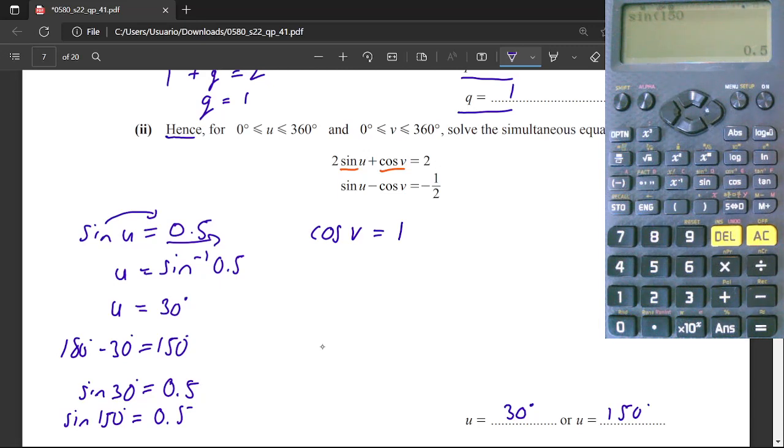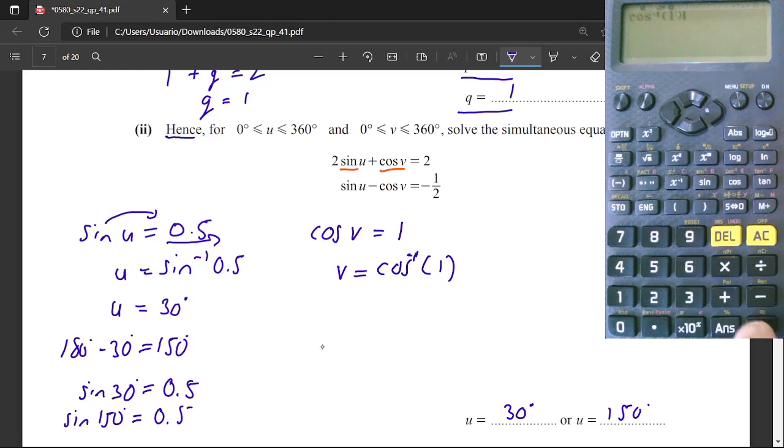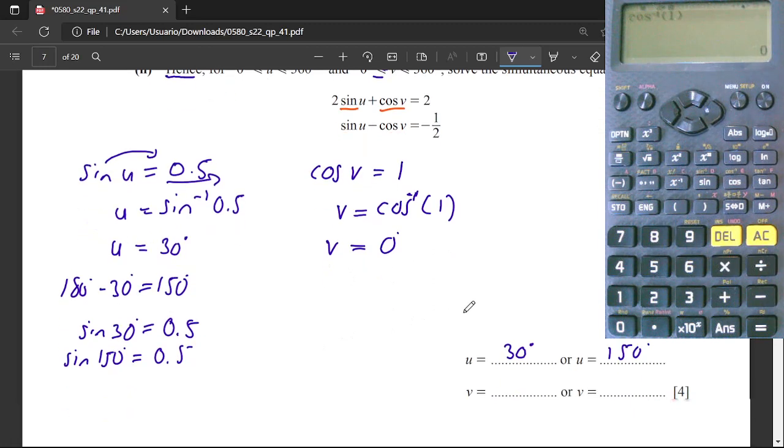To find v, we need to do the inverse of cos minus 1, 1. So shift cos minus 1, 1, and v equals 0. Is 0 a viable answer? Yes, because v is bigger than or equal to 0, including 0, that little line underneath. So yes, we can use 0 as an answer.